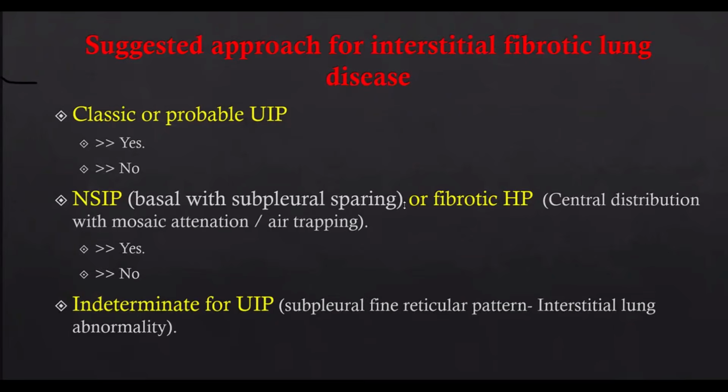Basal with subpleural sparing, NSIP. Central distribution with mosaic attenuation or trapping, fibrotic hypersensitivity pneumonitis. If these findings are present, okay, yes. If it is no, it's indeterminate for UIP.